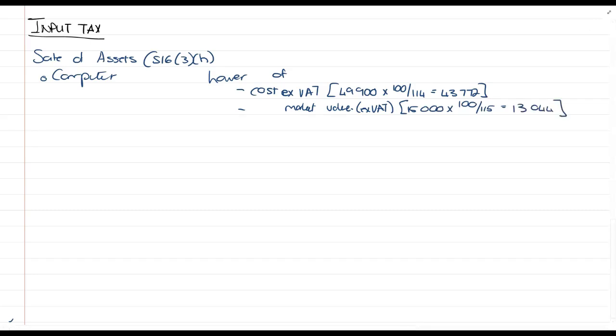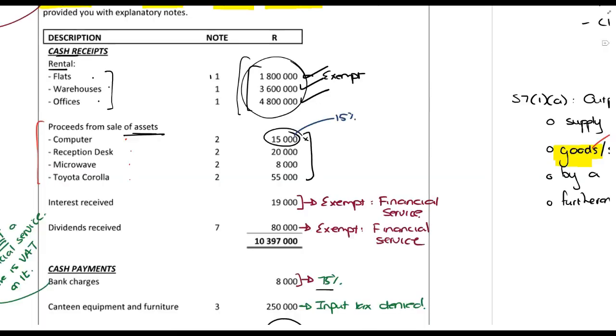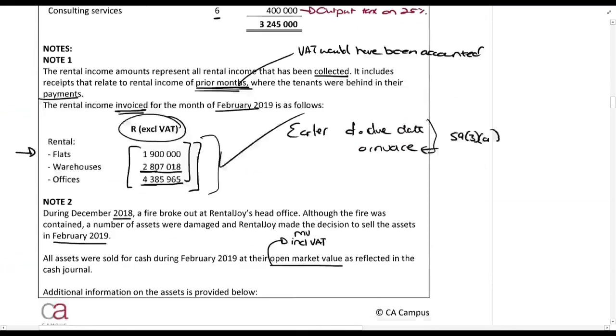So which of those two amounts is the lower? It's the 13,044. So thus 13,044 times 14%. Important for you to see. Remember, that's the VAT that was claimed. And we claimed 75% originally. Now we can claim our remaining 25%. Because remember, 25% of the business is exempt. So we can now claim that remaining portion. That, I would say, is a trick to be on the lookout for, especially this year, now that there's been a VAT rate change. Then the reception desk of 20,000.